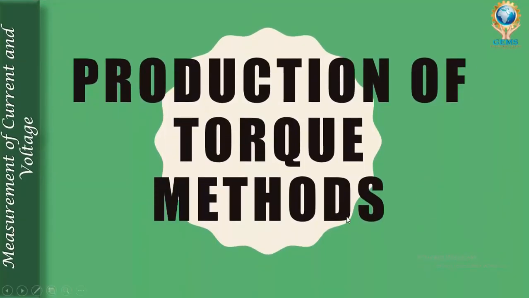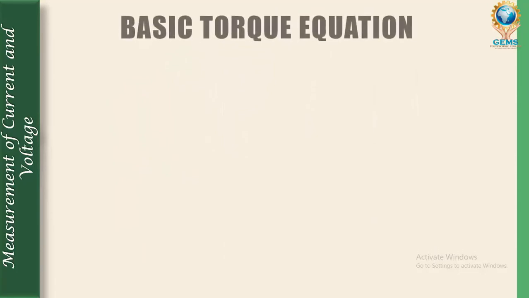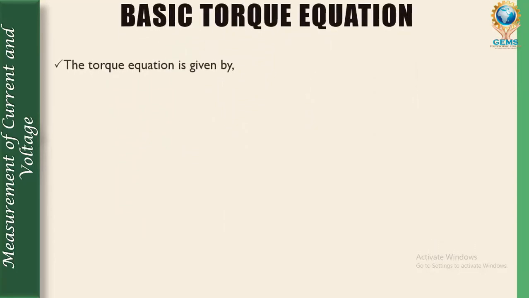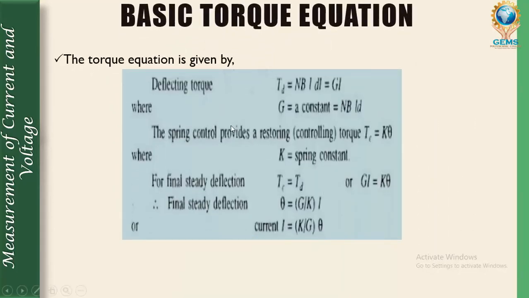And the second topic is production of torque methods. So how do we measure torque? The basic torque equation is given by the formula deflecting torque is equal to NBLDI. We know for any instrument two different torques are essential: deflecting torque, and in order to maintain this deflecting torque we need a restoring torque or controlling torque. This deflecting torque is given by the equation NBLDI.